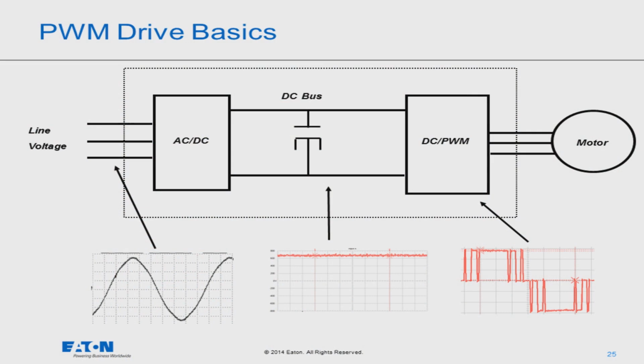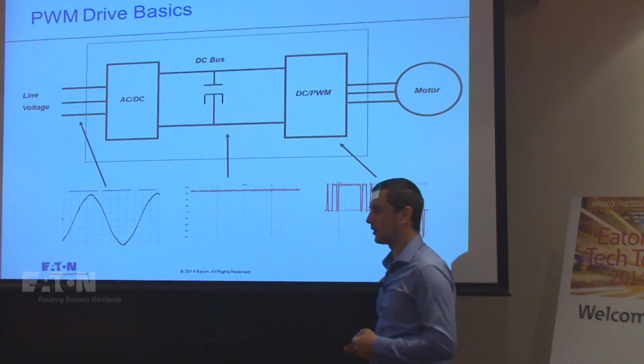Now, if we look a little bit farther into our drive, basically we will have our input line voltage, we have our rectifier, we have our DC bus, and we have our inverter at the output. So what we're doing basically is taking the three phase input, we have our sine wave, we transform that into DC, and at the output we have the inverter that will produce what is called a pulse width modulation. Why are we doing this?